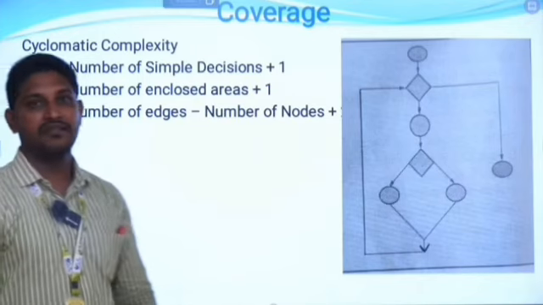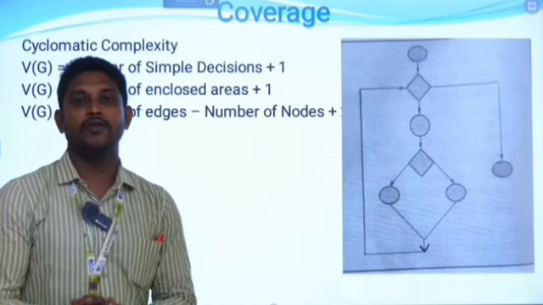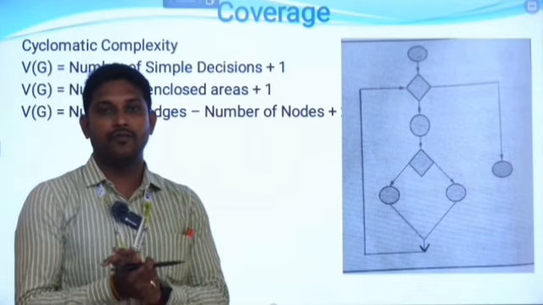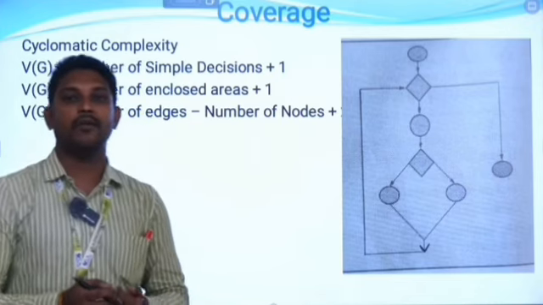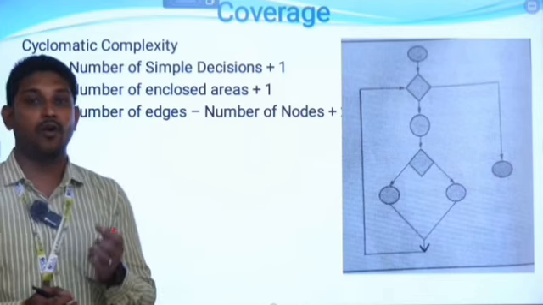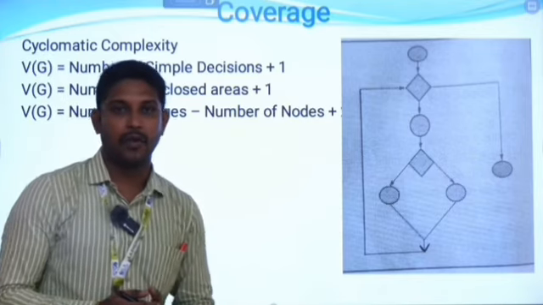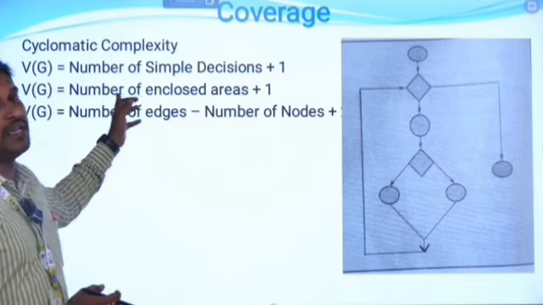So we have completed the first step. The second step is we are going to find the cyclomatic complexity. In cyclomatic complexity, we are going to find the complexity level of the program. In order to find the complexity level of the program, we will have 3 simple basic formulas.